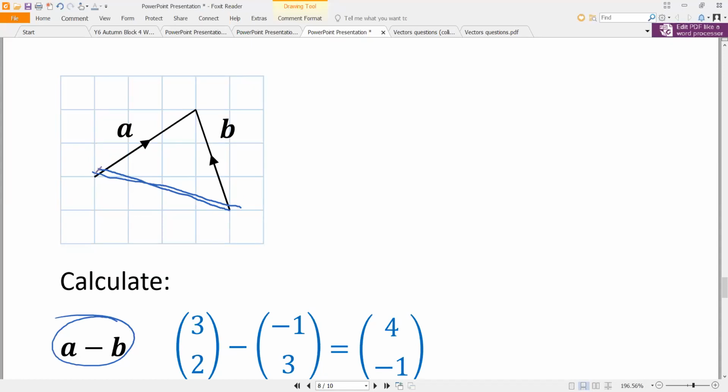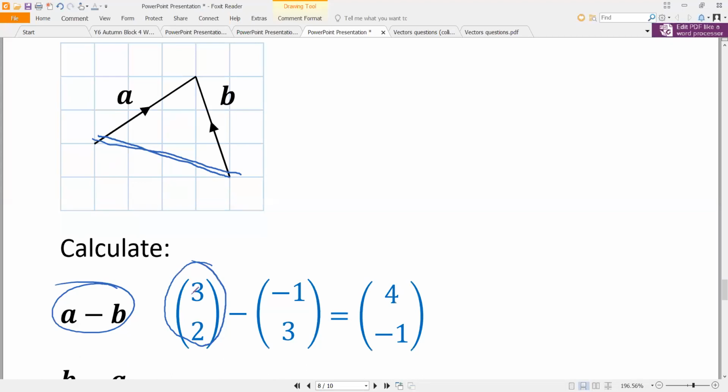What is the column vector for A? You have it to be this. What is the column vector for B? You also have it to be this. If you subtract this from this, you will get what? This vector. So what is the direction?